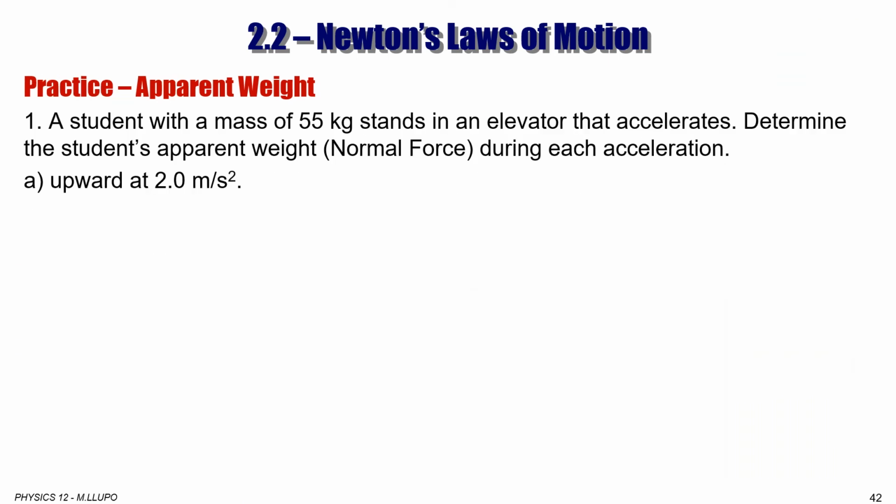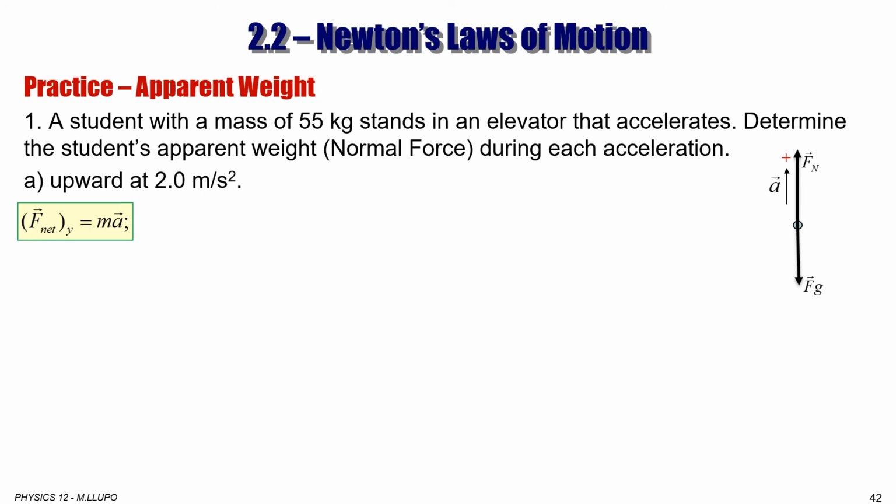Let's illustrate apparent weight with an example. A student with a mass of 55 kilograms stands in an elevator that accelerates. Determine the student's apparent weight, or normal force, during each acceleration. A. The elevator accelerates upward at 2 meters per second squared. We draw a free body diagram. So Fg and Fn, and the acceleration is up, so the positive direction has to be up. So along the y-axis there is acceleration, which means F net y is equal to ma.